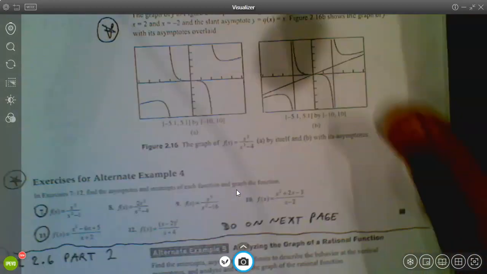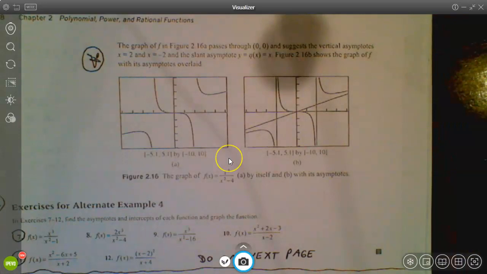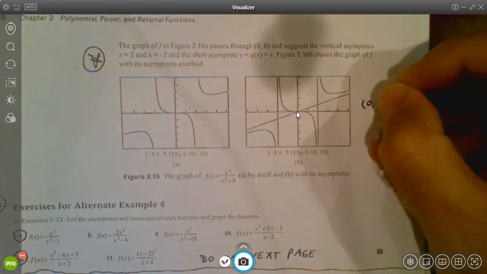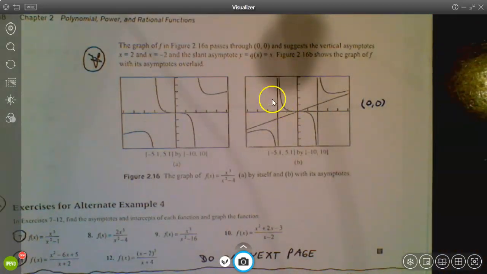Here is the graph that we were just seeing. So here's what we knew going into it. We found the only intercept by plugging in the zeros. The only intercept shown was at 0, 0. So that was the only intercept on the graph. We found the two vertical asymptotes by setting the denominator equal to 0. We found the slant asymptote with our long division process. So here is the slant asymptote, y equals x.